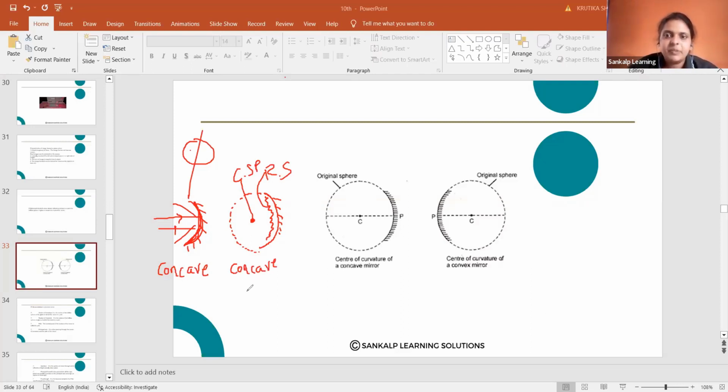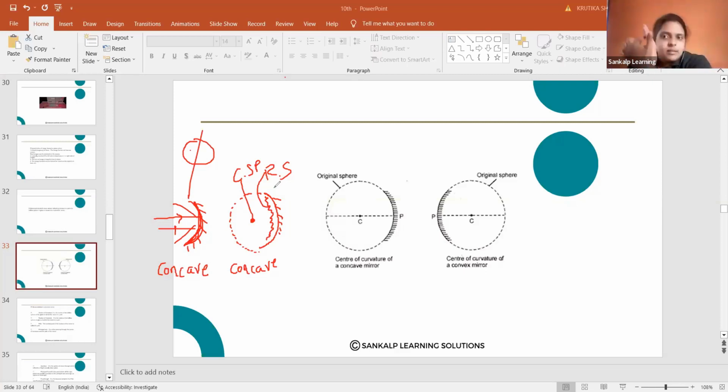I'll repeat. What is a concave mirror? If the reflecting surface of the mirror is towards the center of the sphere, it is called a concave mirror. Then how do we define convex? Opposite. So look here, this is the back side.